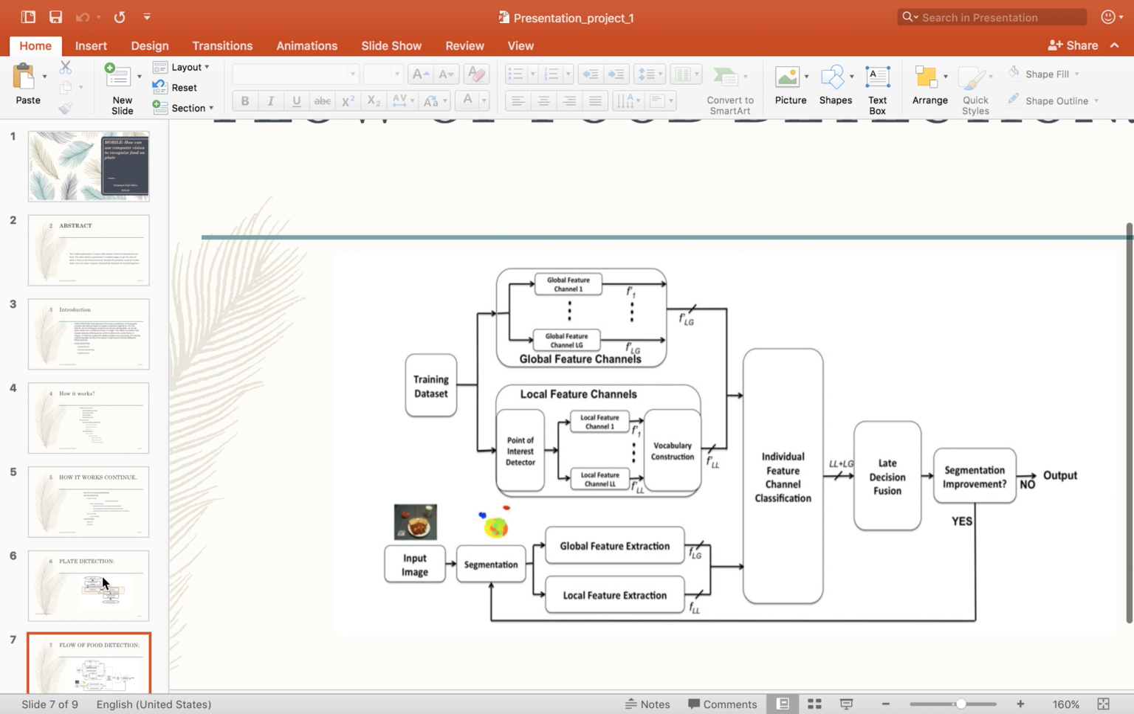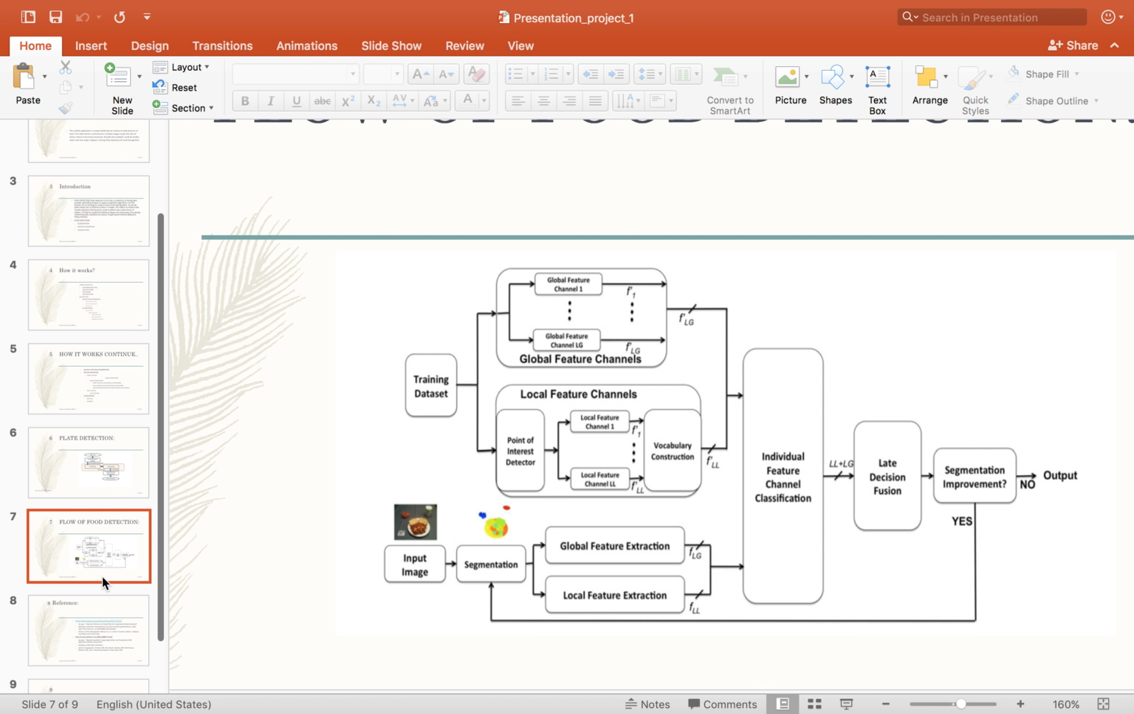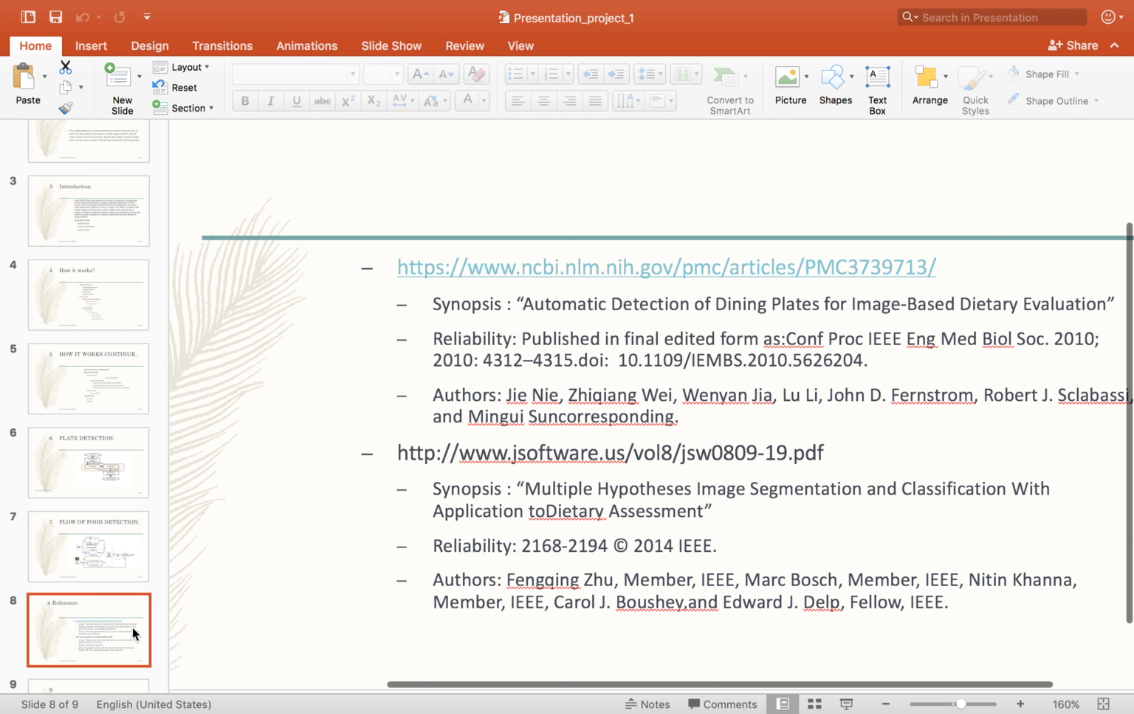So this is how I propose that this problem should be tackled. These are the references that I used. I used basically two papers.